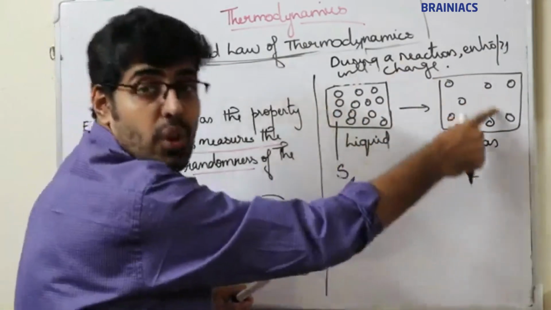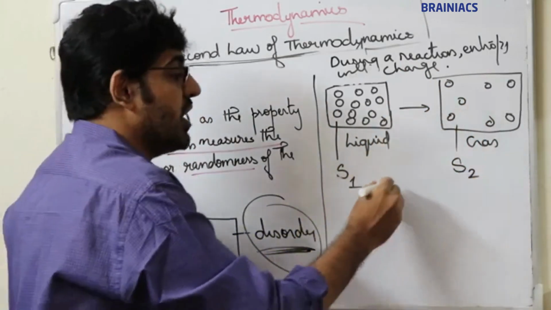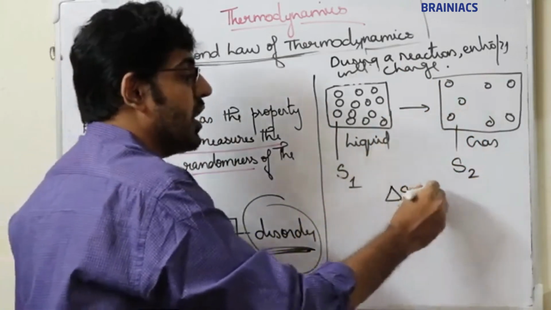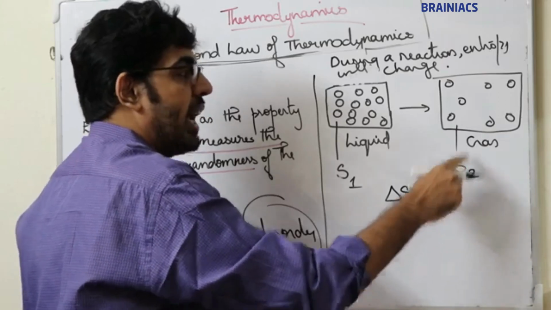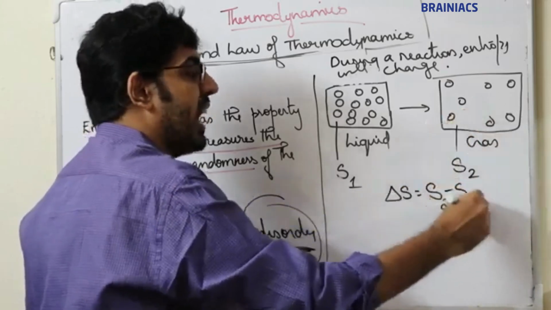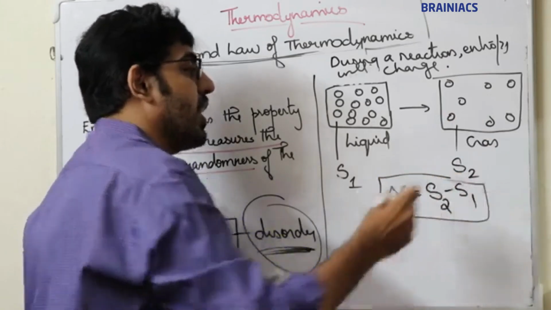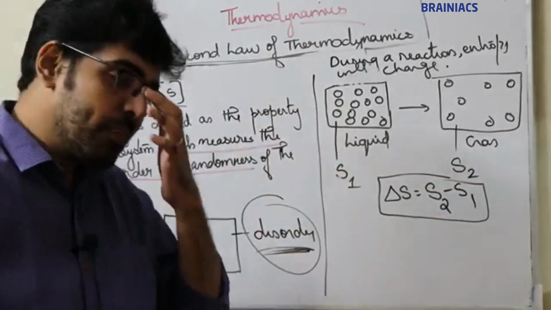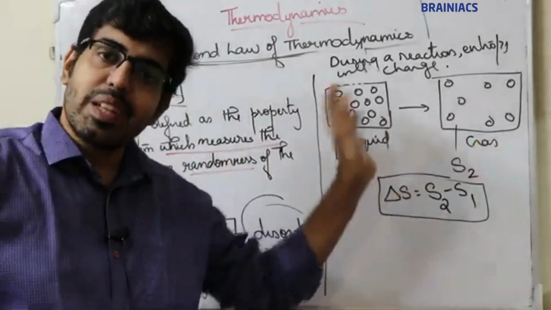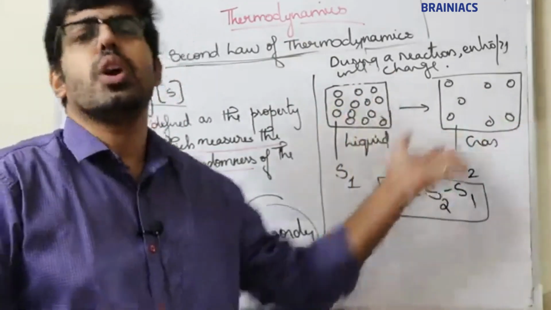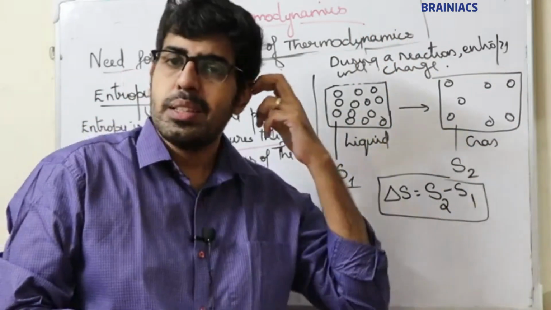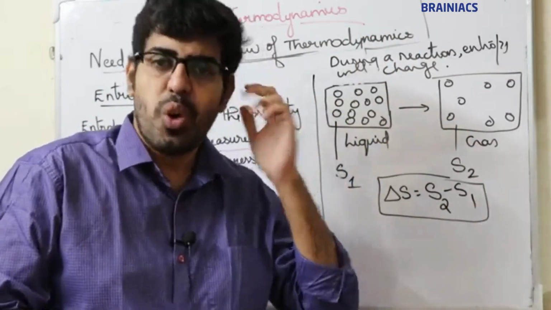So when a reaction occurs, there is a change in disorder. So delta S be the change in disorder. Change in disorder can be calculated using this formula: S2, entropy of products, minus entropy of reactant. When a reaction occurs, there will be a change in disorder. Either disorder will increase or disorder will decrease.